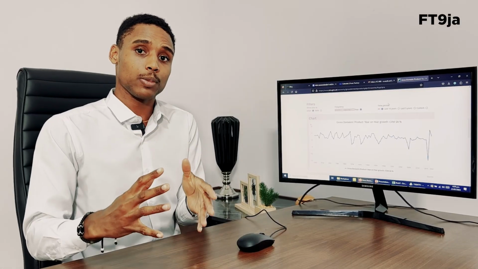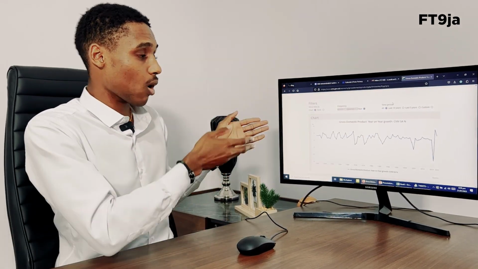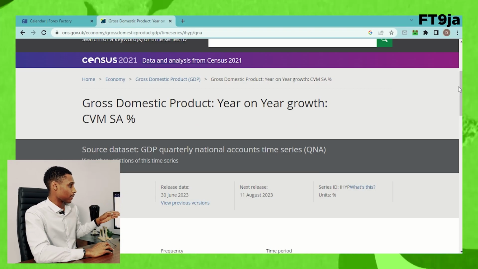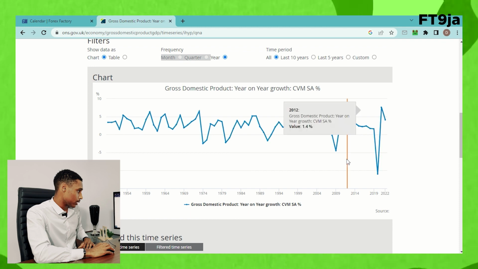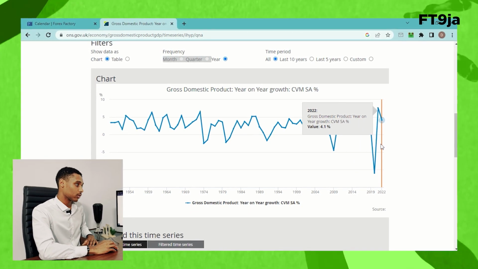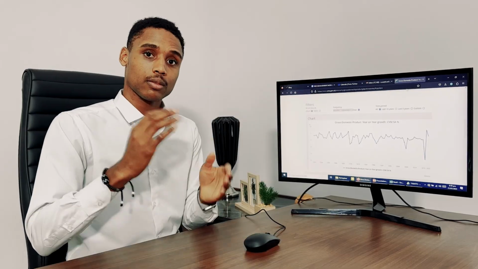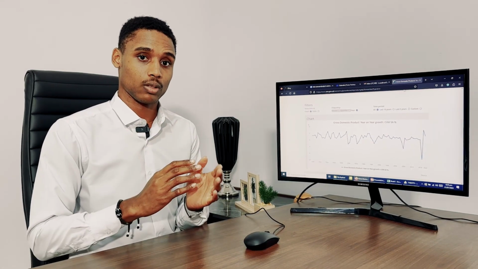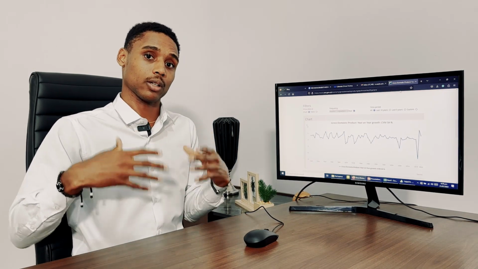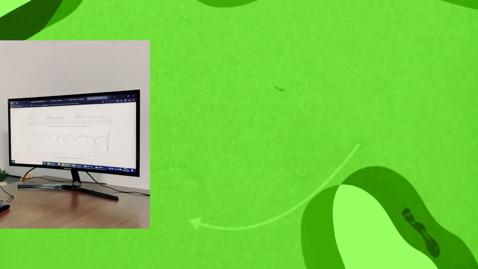If you want to find the GDP for the UK, basically the GDP growth year over year, we can go to the Office of National Statistics, search for the GDP, and then we're going to see that there's a graph here. Now, this is going to show us that in 2022, GDP growth was 4.1%. So there are other statistical websites that we can go to that are official, and they're going to give us the rates so that we can fill out our Excel table. Now, let's fill out the Excel table and see what we get.